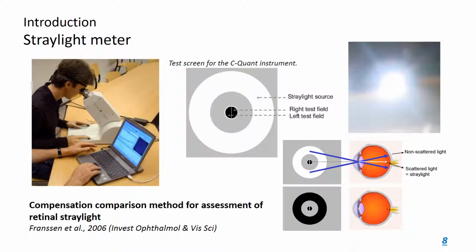Stray light is measured by C-Quant, a commercial instrument to evaluate intraocular scattering. The compensation comparison method used in this instrument is based on the direct compensation method. The amount of stray light is expressed by a single number called the stray light parameter, which is in fact the ratio between the undesired scattered light and the desired non-scattered light, which forms the retinal image. This parameter is calculated by the formula shown here. The instrument gives the parameter in logarithmic scale.